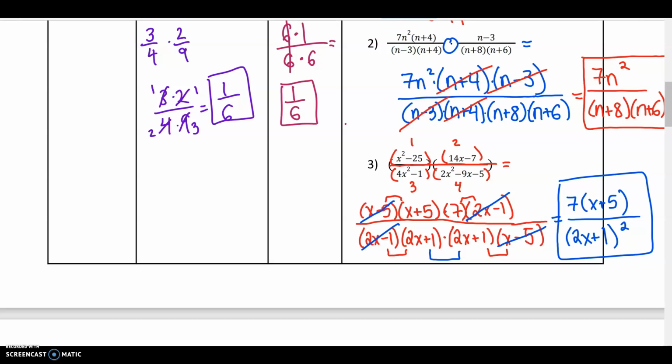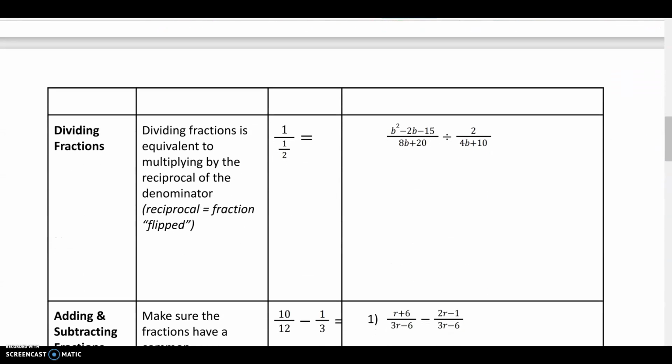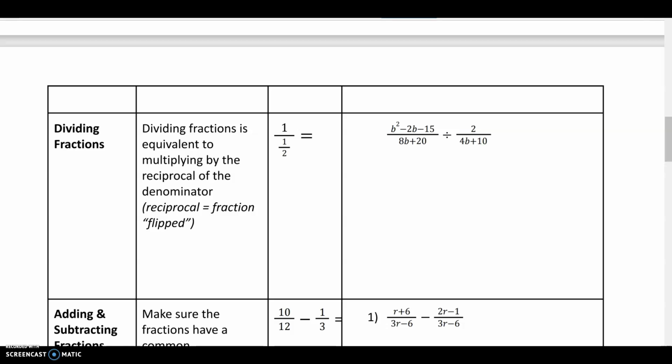And if it's not written as a product, you may miss that there's actually a common factor of x minus 5 here. If you have any questions about the factoring, definitely come and see me. Otherwise, that's how you multiply. So we're going to move on to dividing.